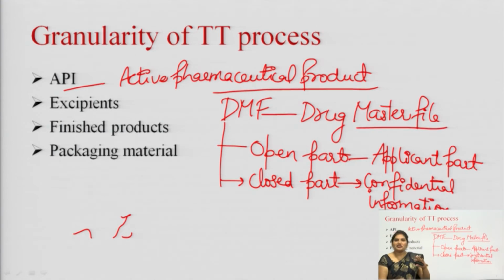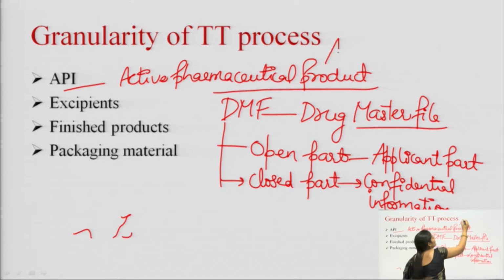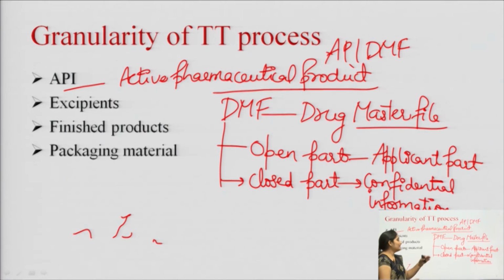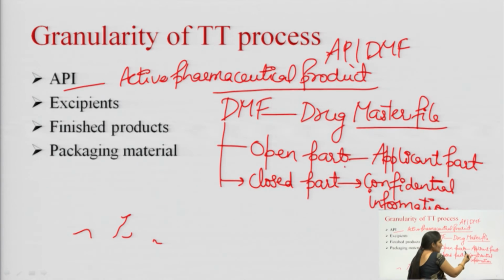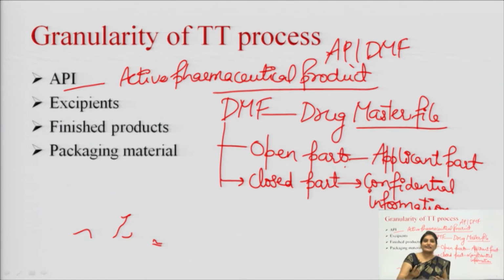So, all the information related to the active pharmaceutical ingredient should be transferred by the sending unit to the receiving unit, and this will be done in the form of DMF, drug master file, or API DMF. API DMF stands for active pharmaceutical ingredient drug master file. And this DMF consists of 2 parts, open part and closed part. Open part is applicant part and closed part contains confidential information that can be disclosed only before the regulatory authorities. So, all the information related to the API means its particle size, distribution, its dissolution criteria, its bulk properties, its compaction properties, its safety hazards, should be transferred from the sending unit to the receiving unit.